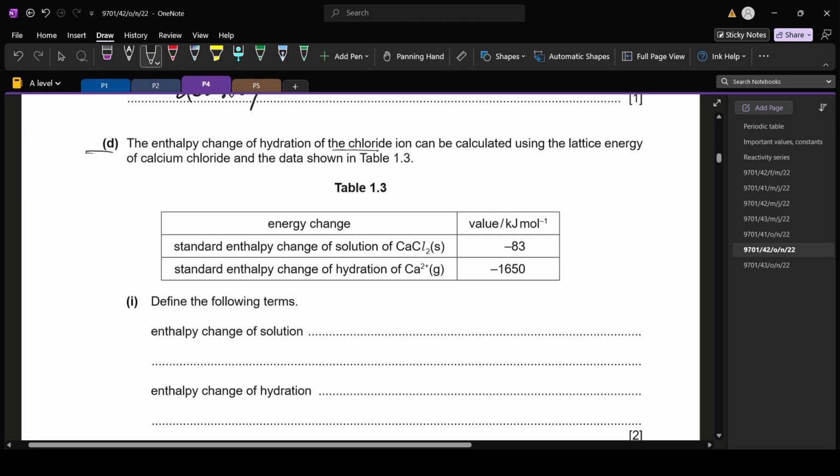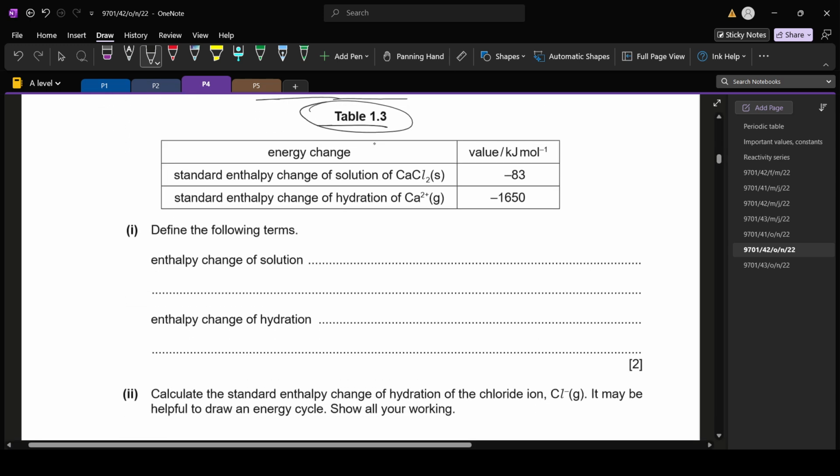Now moving towards next part D. The enthalpy change of hydration of chloride ions can be calculated using the lattice energy of calcium chloride and the data shown in table 1.3. Define the following terms. Enthalpy change of solution. So what is the enthalpy change of solution? It is the energy change when 1 mole of solid dissolves in water, okay.